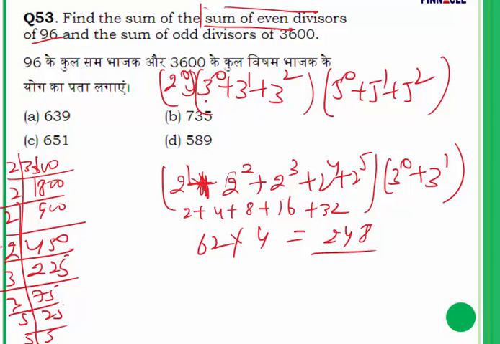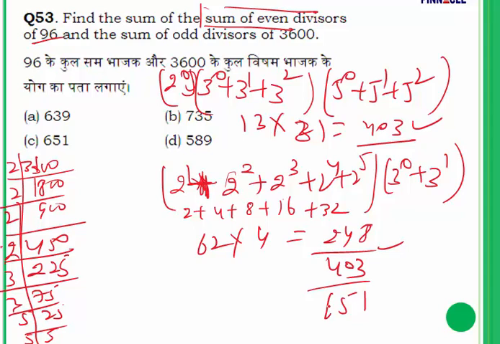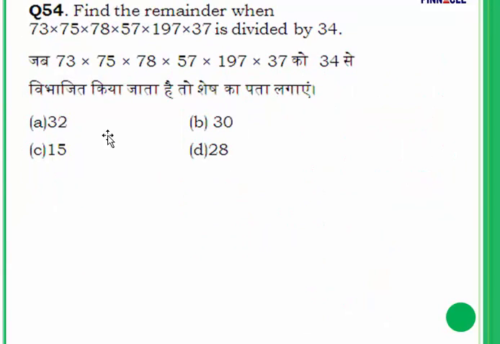Then it will become 9 plus 3 is 12, plus 1 is 13. 13 into 31, you will get 403. Now the sum of these two we have to find. 651 is the answer.